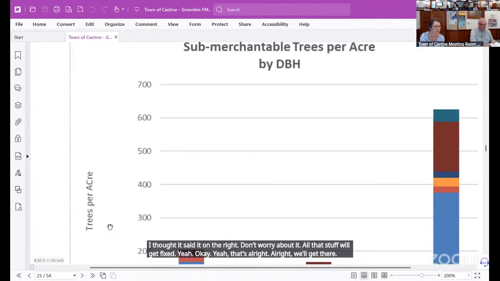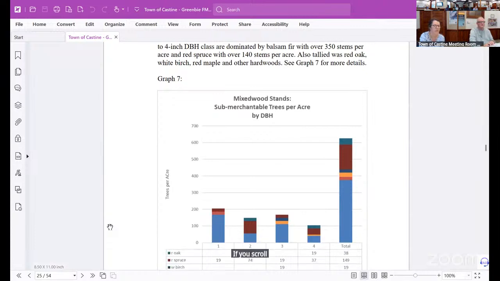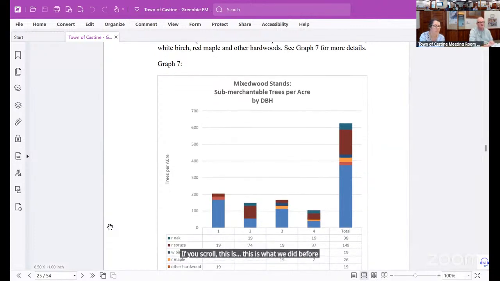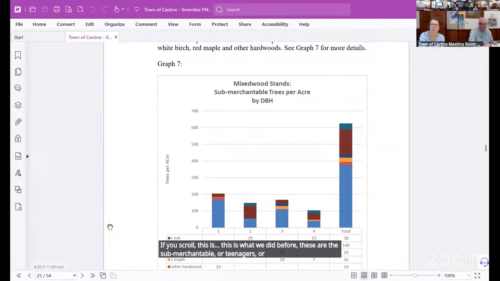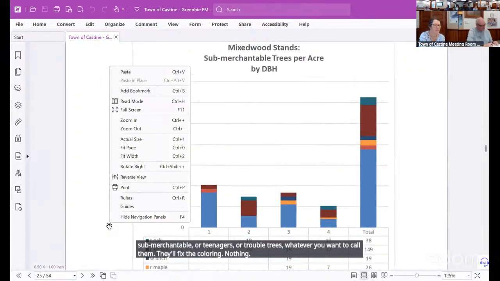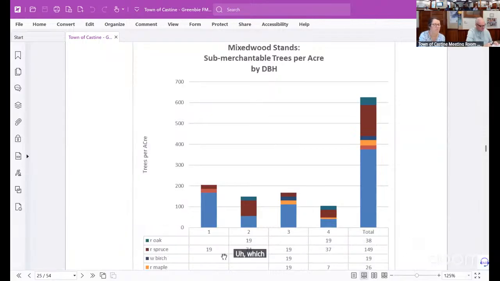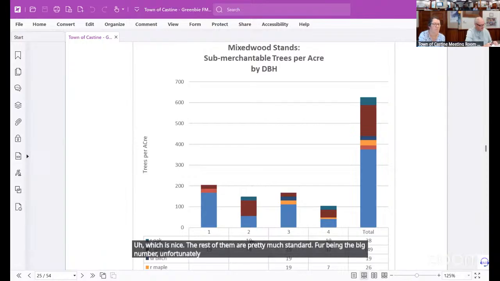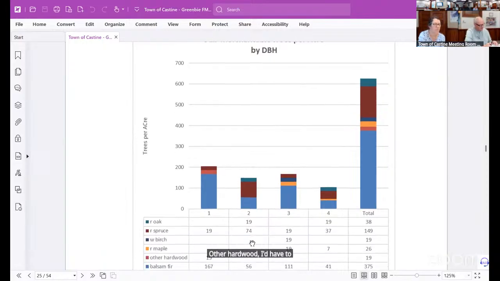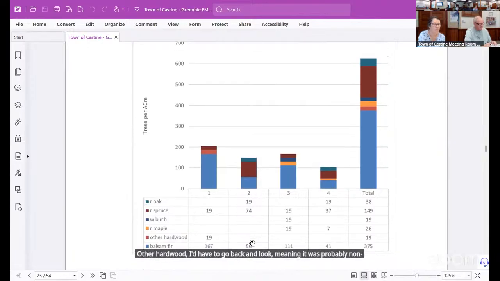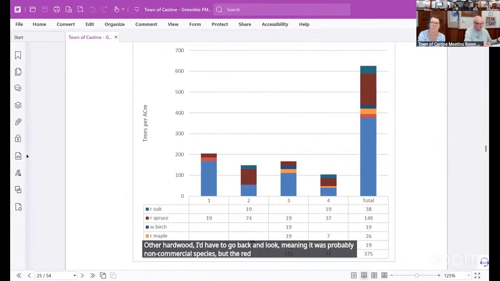The next one, if you scroll, this is what we did before, these are the submergible or teenager trees, whatever you wanna call them. We'll fix the coloring, nothing hugely unusual there. We did find a little oak, which is nice. The rest of them are pretty much standard, fir being the big number, unfortunately. Other hardwood, I'd have to go back and look, meaning it was probably a non-commercial species, but the red maple, like I said, we try to eliminate.